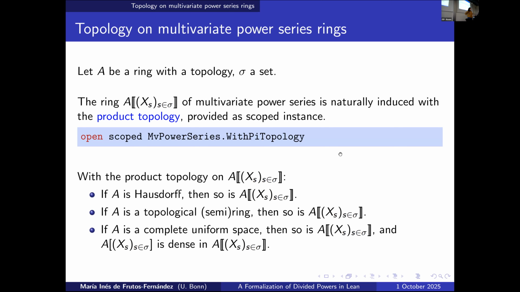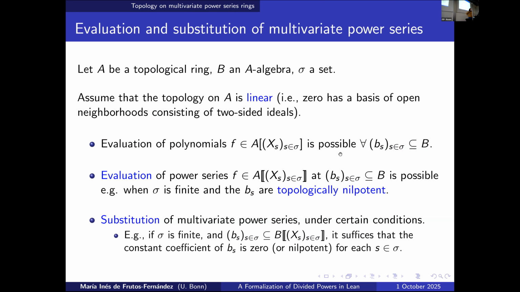OK, so the last thing that we need to discuss is how we made possible this f of x plus y equal to f of x times f of y. And for that, we need to be able to substitute multivariate power series into other series. So let's take A to be a topological ring, B to be any ring with a map from A, and sigma, again, the set of variables.